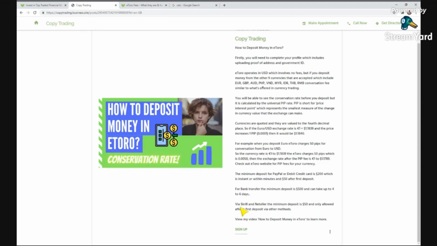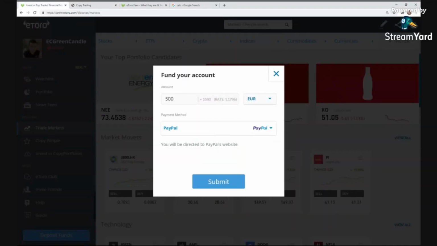And then I just want to go over this quickly before I go on to depositing the money. Via Skrill or Neteller, the minimum deposit is $50, but you can only use these services after the first deposit through the other mediums, as I mentioned up here: bank transfer, credit card, debit card, etc., or PayPal. So just remember that. And the only other thing is the maximum deposit per day on eToro is $10,000.